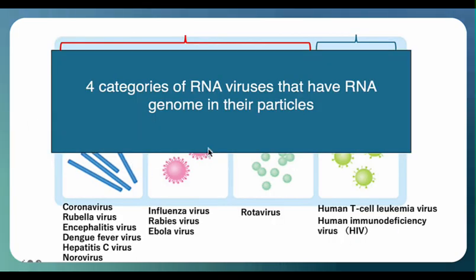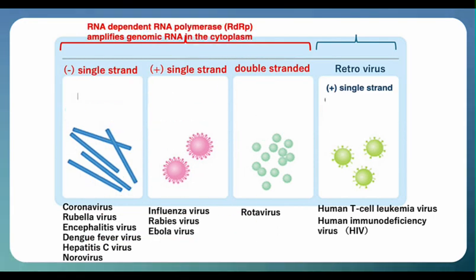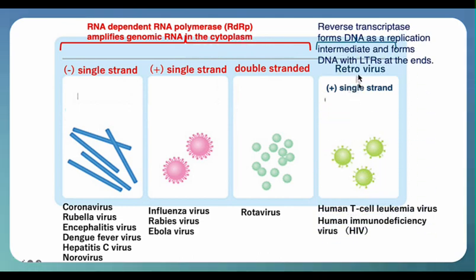Now we start to study how RNA viruses are classified. Viruses that have RNA as their genome within the viral particle are referred to as RNA viruses, and RNA viruses are classified into 4 types. 3 of them have their genomes amplified in the cytoplasm by RNA-dependent RNA polymerase. The other type is called retrovirus, which forms DNA as a replication intermediate by reverse transcriptase, and then forms DNA with long terminal repeats at both ends. Such viruses have plus single-stranded RNA as the genome.